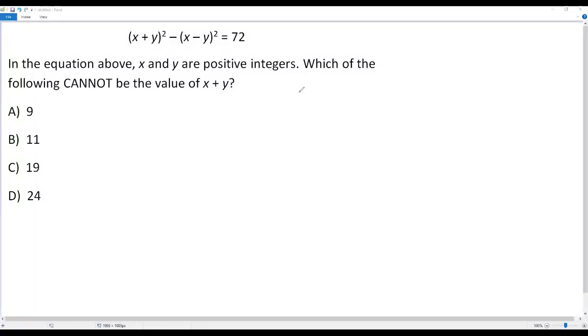Here we have a SAT math problem. Okay, let's go to the question. (x + y)² − (x − y)² = 72. In the equation above, x and y are positive integers. Which of the following cannot be the value of x + y?